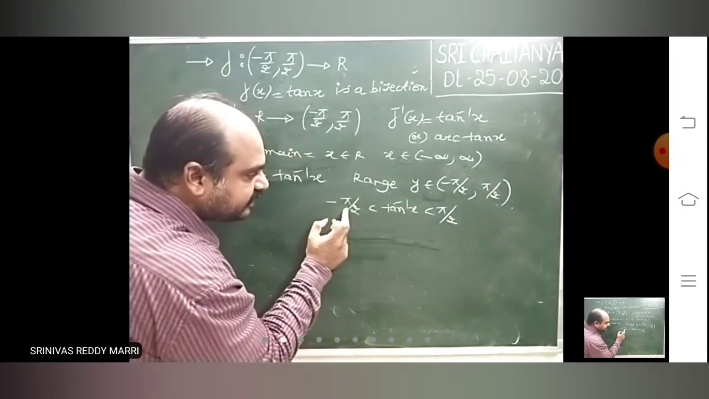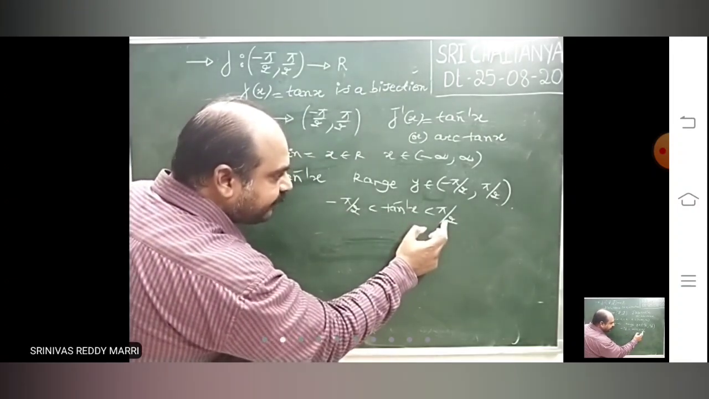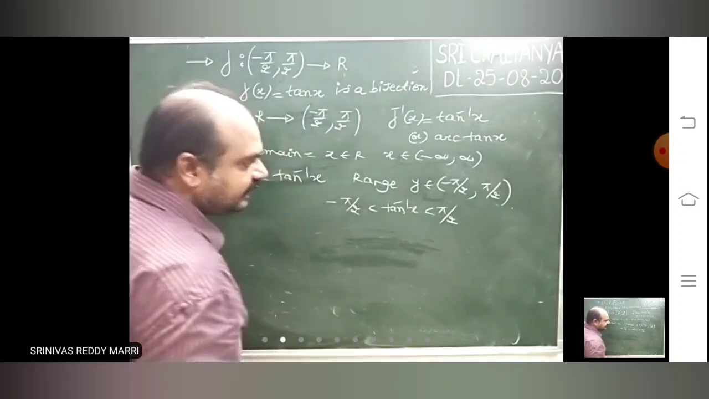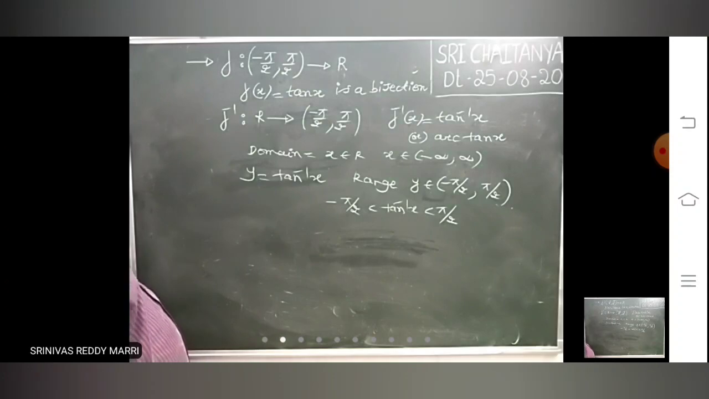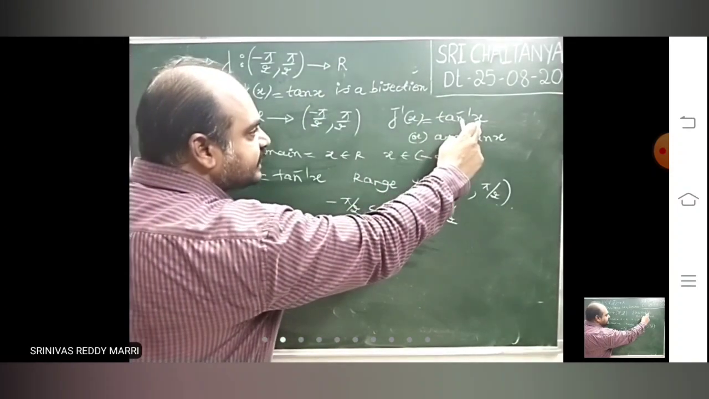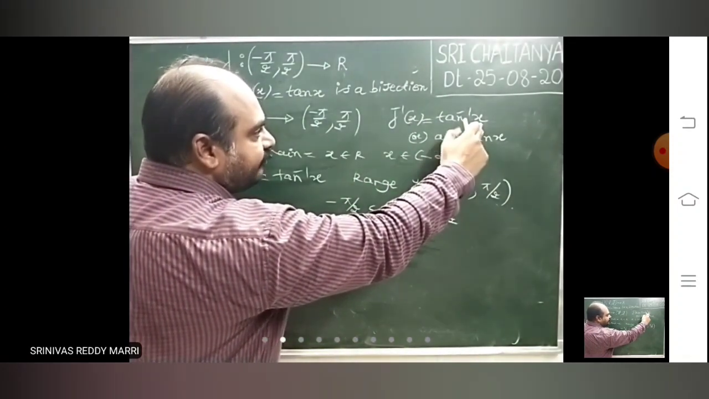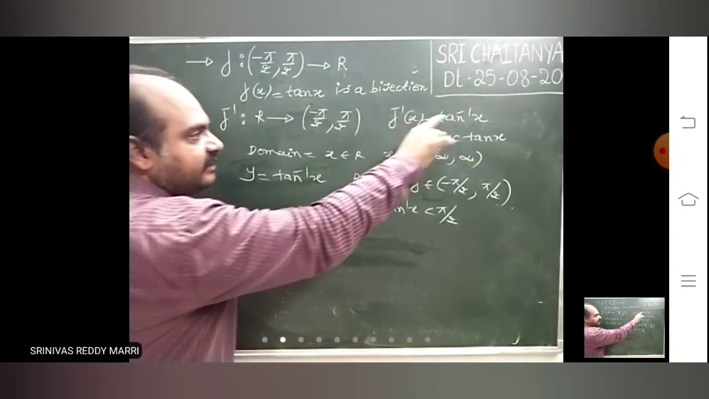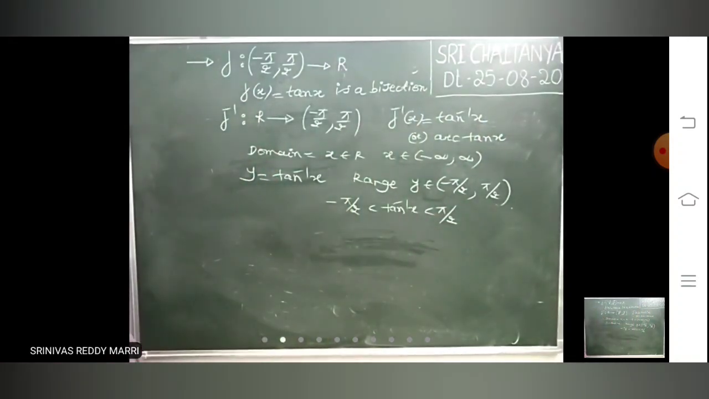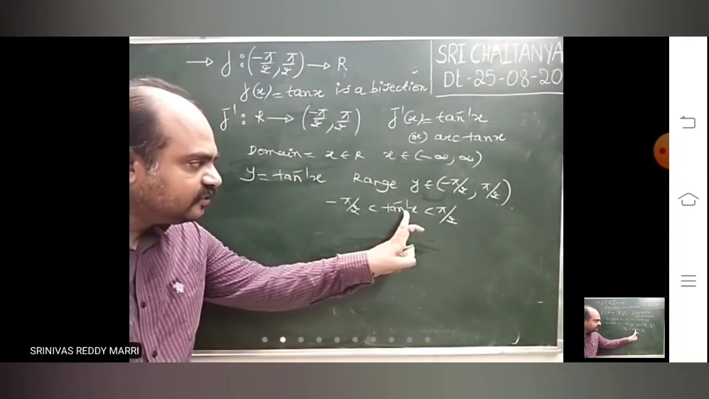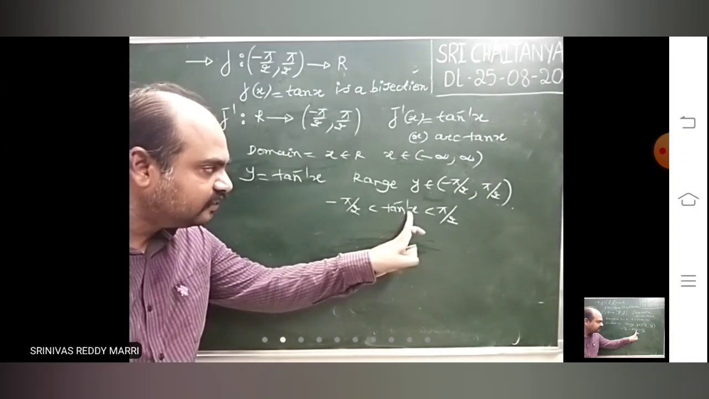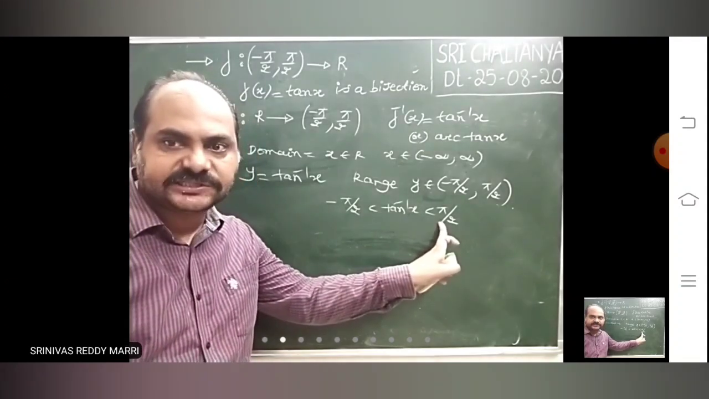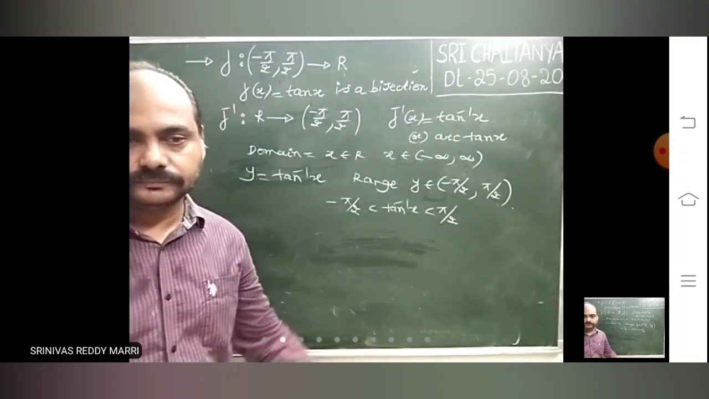Sin inverse x also lies between minus pi by 2 and pi by 2, but there it is minus pi by 2 less than or equal to sin inverse x less than or equal to pi by 2. Whenever tan inverse x is given, the domain is all real numbers. If whatever function is inside is defined, then tan inverse x will always be defined. Its range, the tan inverse x values you get, must be between minus pi by 2 and pi by 2.